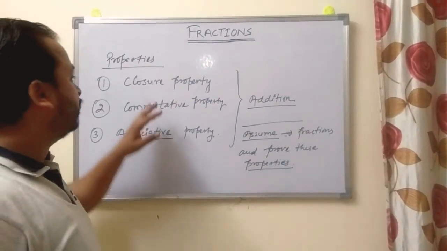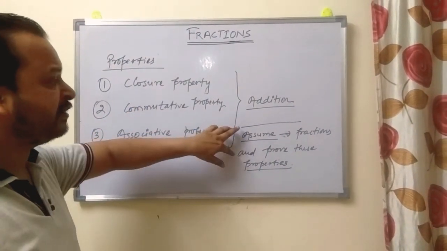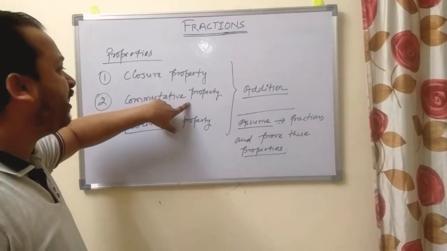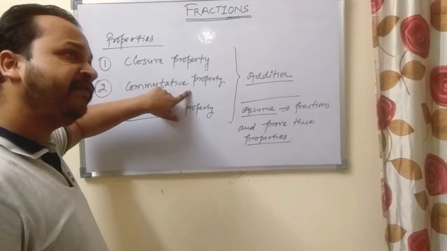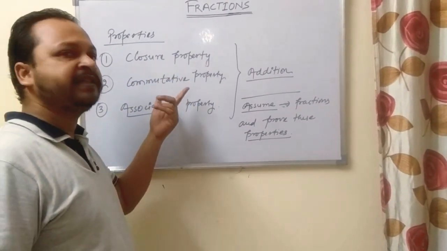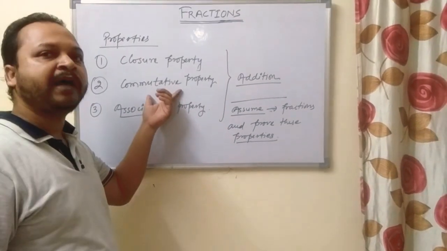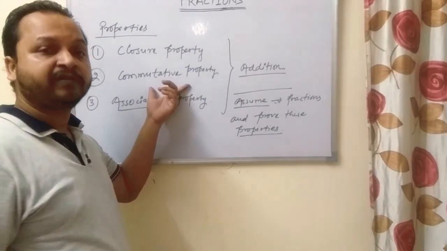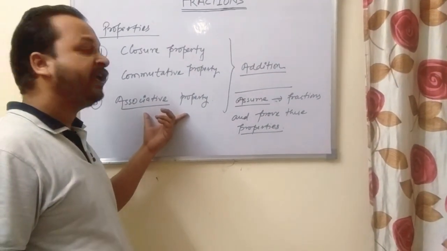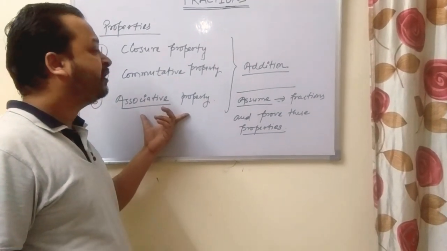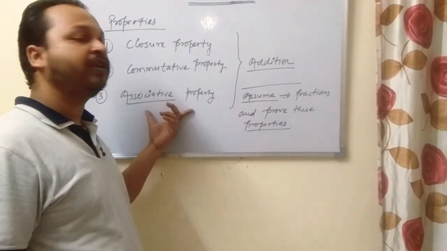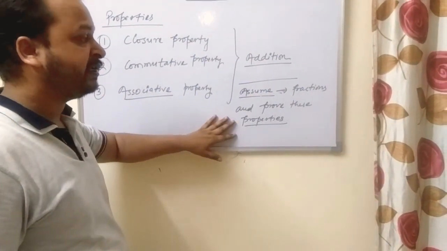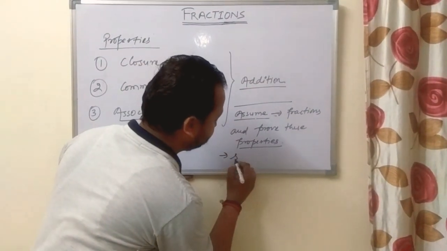right? You know the closure property means if there are two fractions, the addition of the fractions is always also a fraction. Commutative property: if you add two fractions either way, meaning one is a by b and another is c by d, and you add a by b plus c by d or c by d plus a by b, the answer is the same. And in the associative property, if there are three fractions, you can group them in any way and the answer is the same. You know all these properties, so assume fractions, prove the properties and send me the solution.